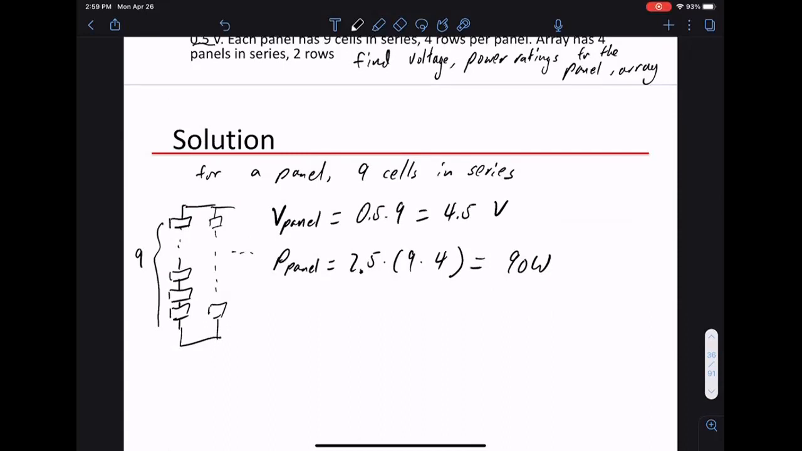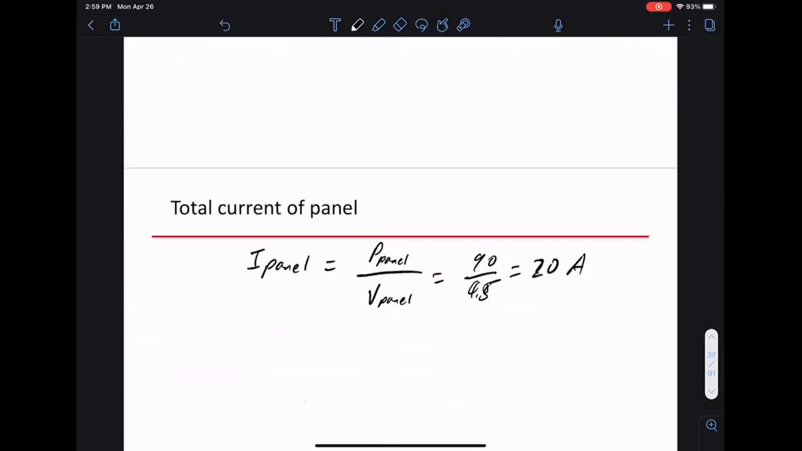So you can compute the voltage for 9 of them. Every column, every series stack creates the same voltage. It's important for them to be at the same voltage actually. When you have an array like this, you need them to be at the same voltage. So these are the same voltage, and then you have a panel that draws 20 amps.